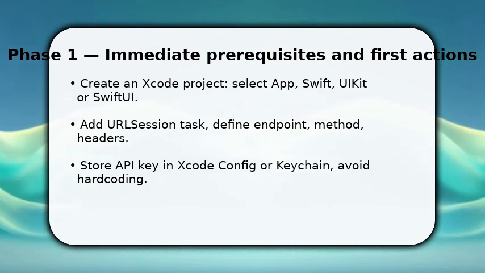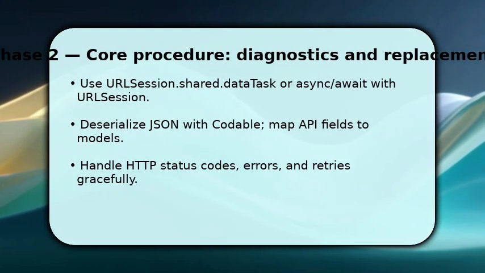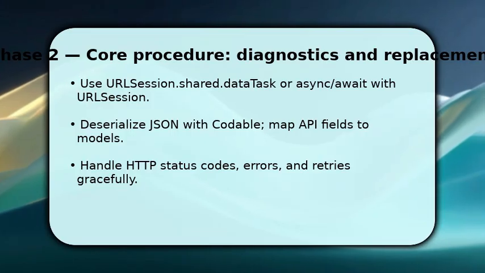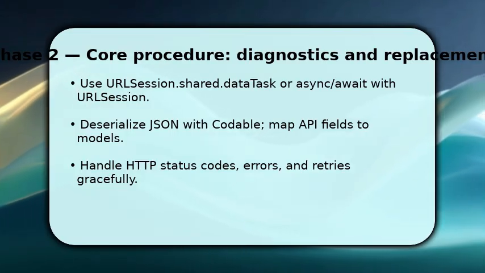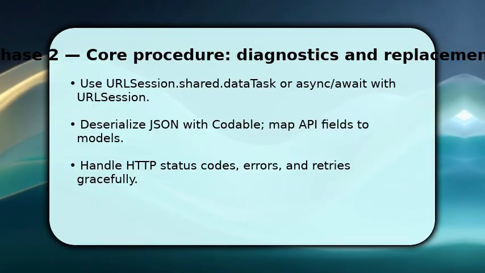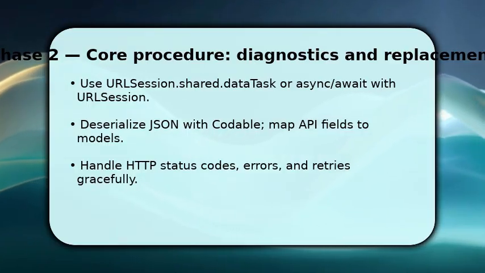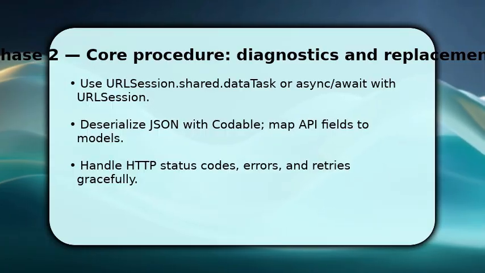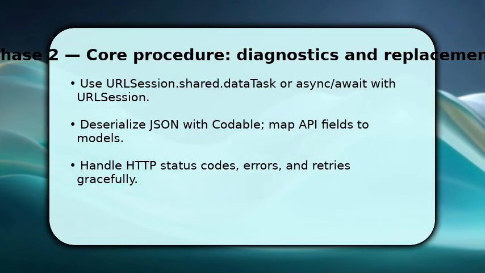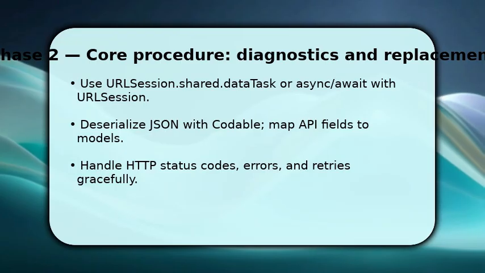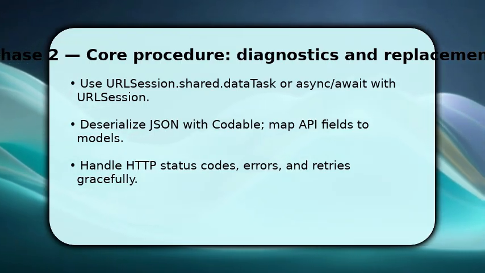Prefer async/await if targeting modern iOS for clearer flow, otherwise use data task with a completion handler. Decode the response using Codable so your models reflect the API schema and validate required fields to avoid crashes. Once decoded, dispatch UI updates to the main thread, otherwise you'll see odd UI behavior.